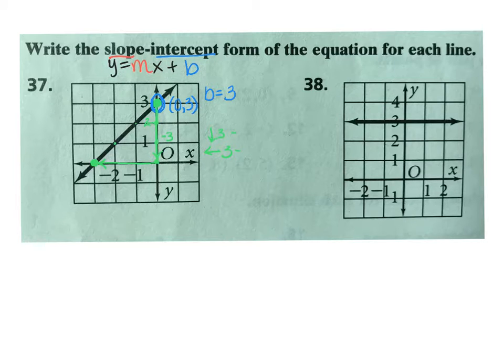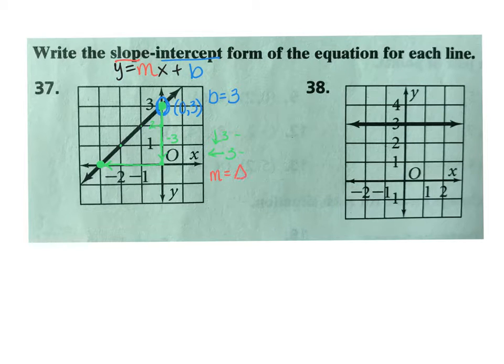So remember that my slope is the change in my y over the change in my x. And here the change in my y is negative 3. I went down 1, 2, 3. And then I went to the left, so again it's negative 1, 2, 3. If I simplify this, my slope is positive 1.